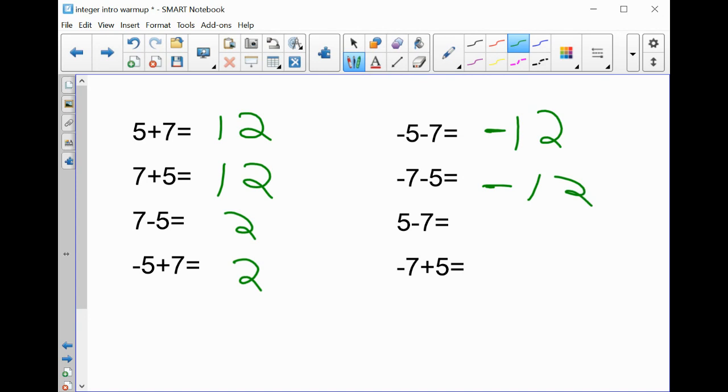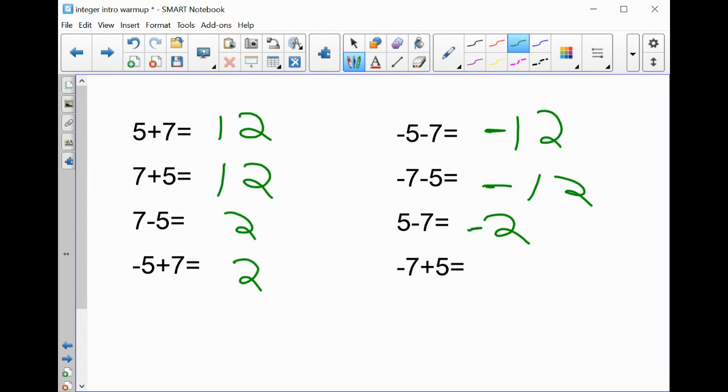Look at this one now. Positive 5 minus 7. The 5 is positive, the 7 is negative. The sign in front of the number belongs to the number. Different signs. They're different signs. 5 is positive, 7 negative. Different signs, take the difference, subtract them. 7 minus 5 gives you 2. What number is bigger? The 7 is. So take the sign of the 7.